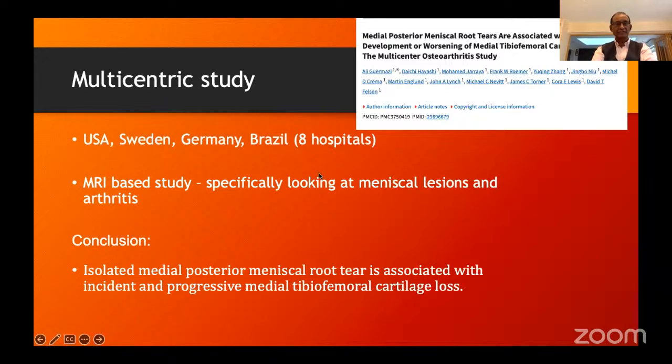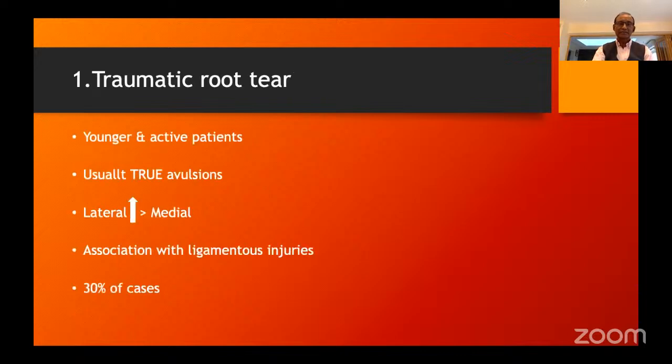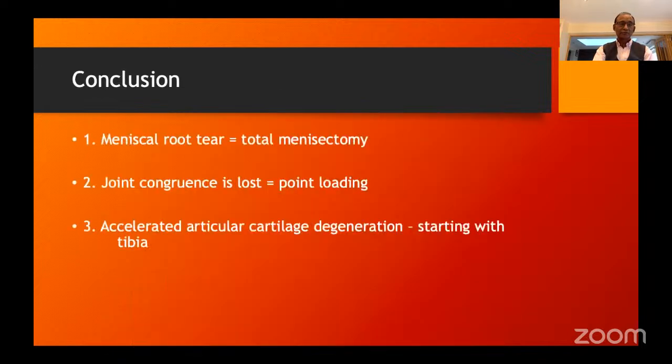There are lots of studies that talk about that. Now, basically, there are 2 different types of meniscal root tears. One is traumatic, the other is degenerative. The traumatic, as you can imagine, is in younger people. The lateral side, incidentally, is more than the medial, and it is only in about 30% of the cases. Whereas the degenerative one is about 70% of the cases. They are chronic, low energy, and the medial is more than the lateral. I'll not go into the repairs because somebody else will be talking about it.